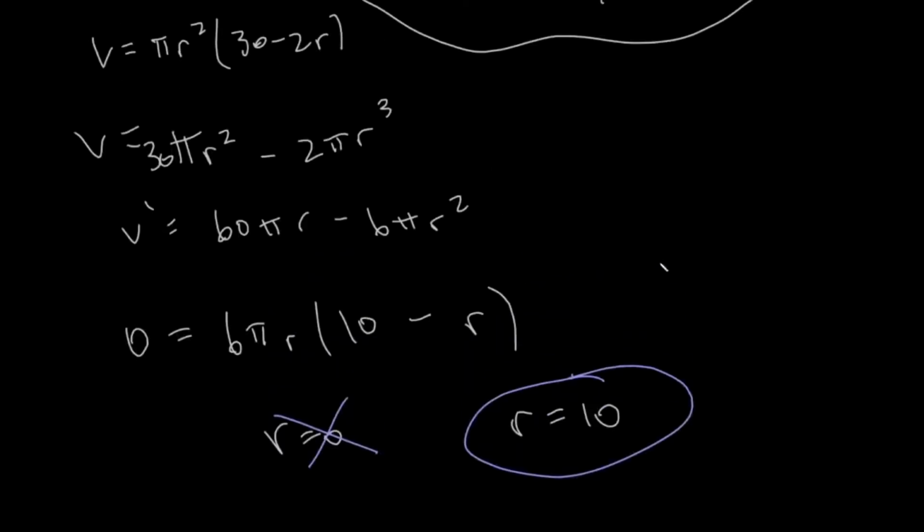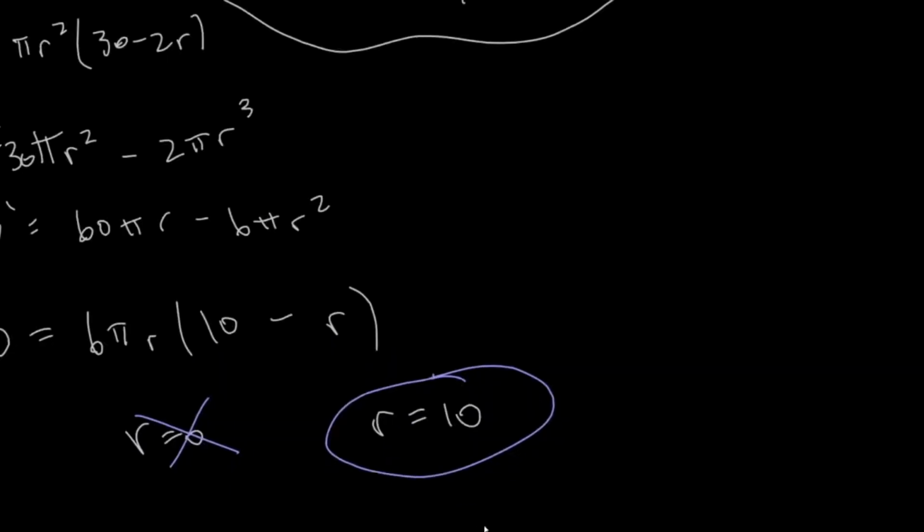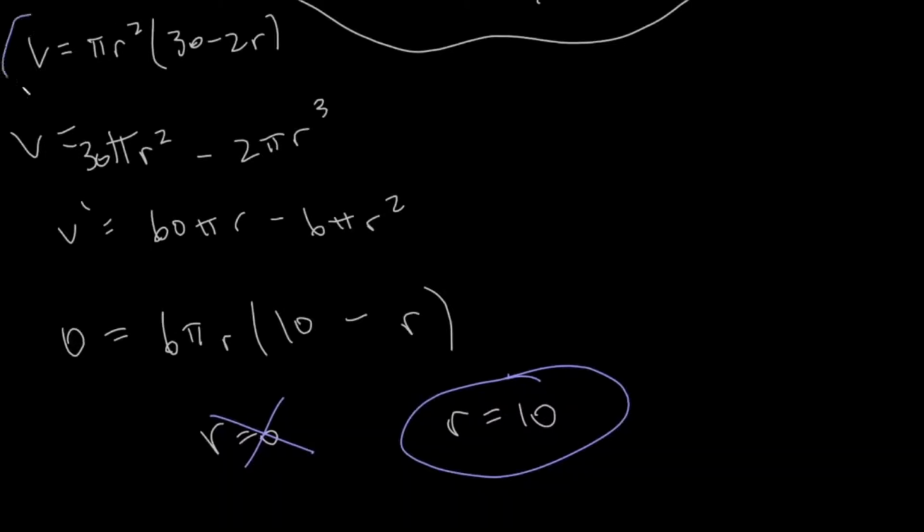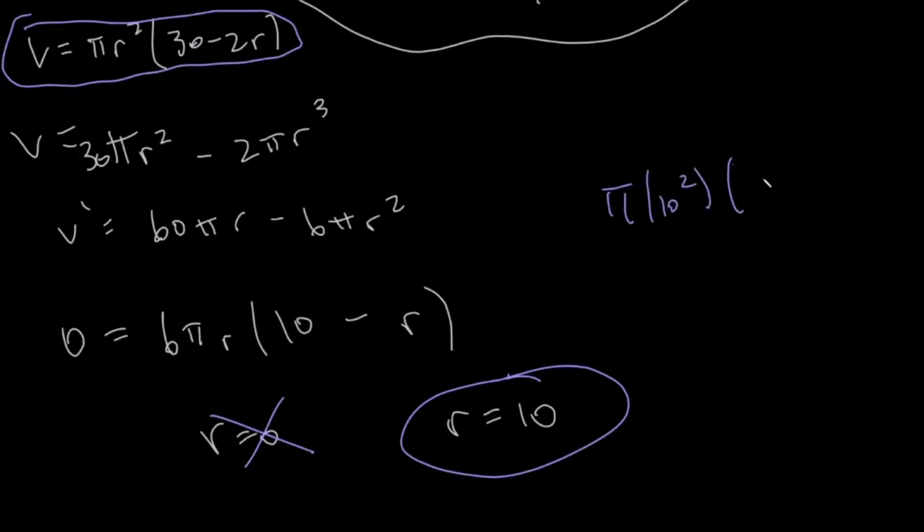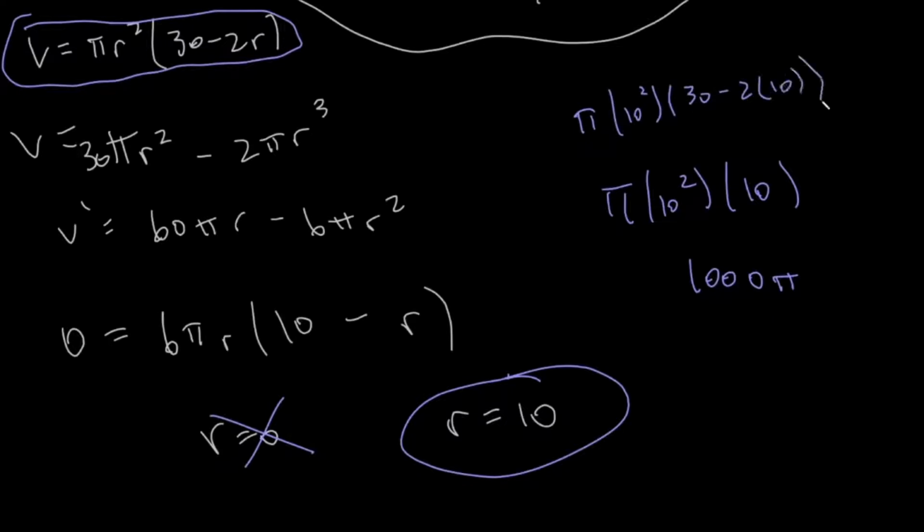And so if r is 10, I want to know the volume. I can plug 10 into that. So I get pi times 10 squared times 30 minus 2 lots of 10, so that's 10. So this is 1000 pi. Is this okay? Do you have any questions regarding this, Jalen? Cool. Wonderful.